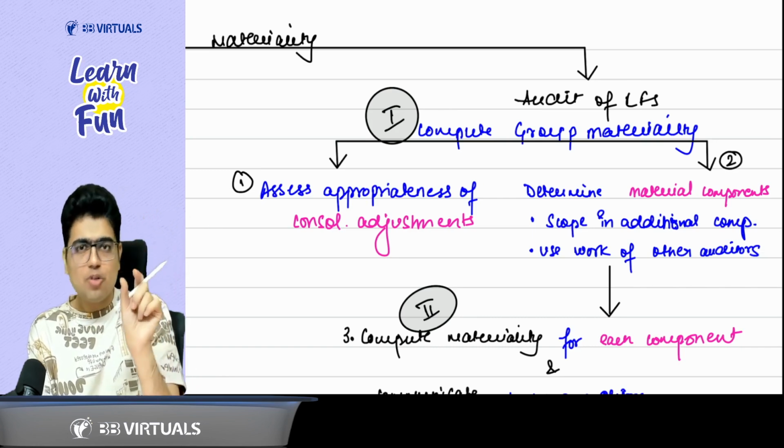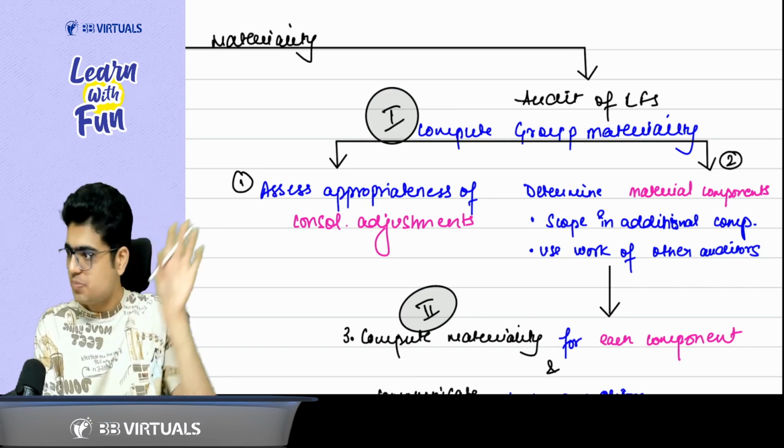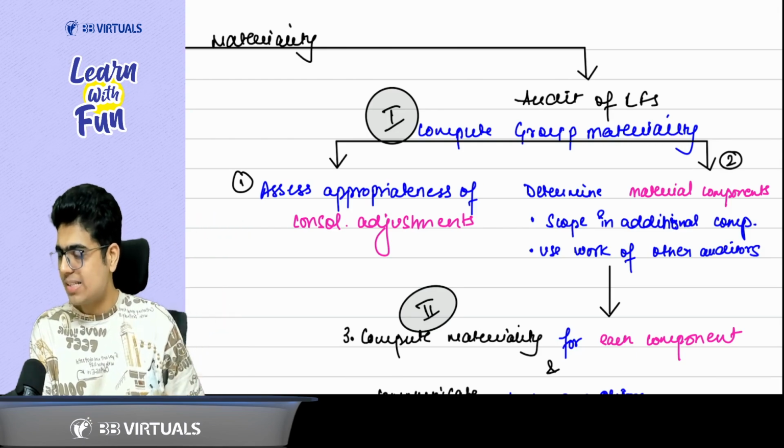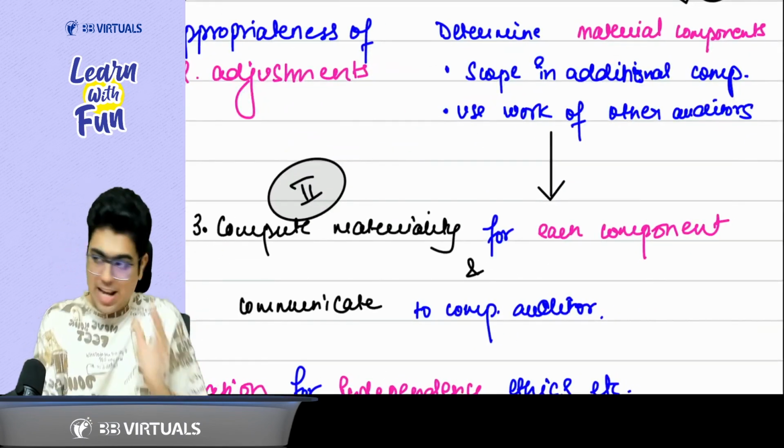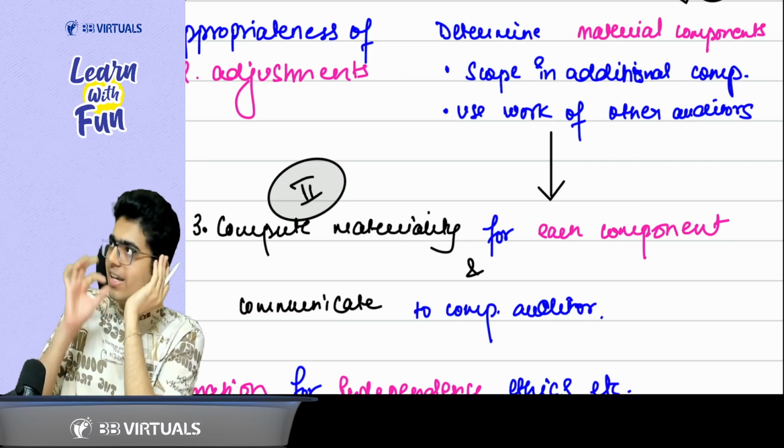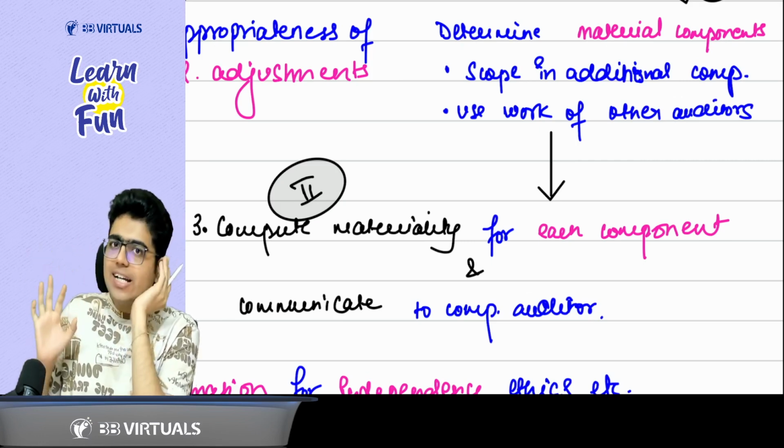They can become a part of my scope of audit of CFS. Now for the material components, compute the materiality for each component and communicate to the component auditor. When I am communicating, what is the additional thing I need to ask?